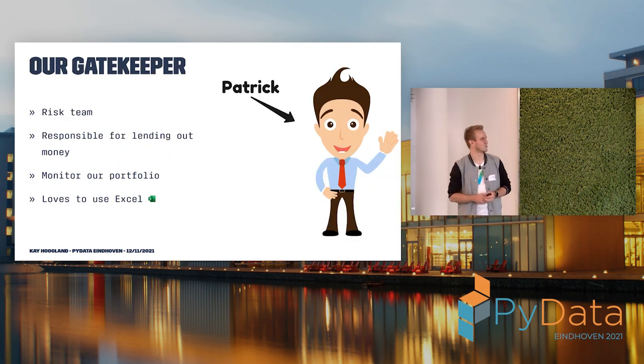Then to introduce, I gave him a name. Our gatekeeper is called Patrick. He works for the risk team and he's really responsible for lending out the money. He monitors our portfolio as well. And of course, like everyone working in the banking world, the finance world, he loves to use Excel. And yeah, Patrick is our main objective during this presentation, and he will come back.